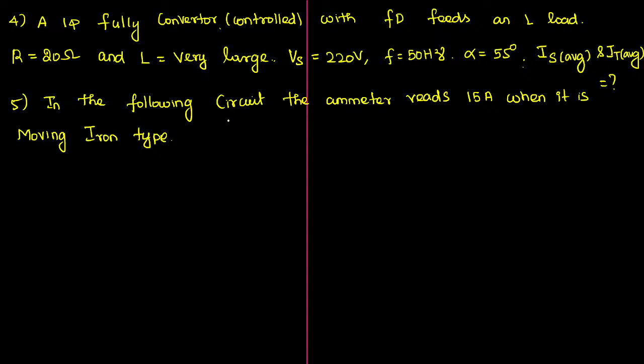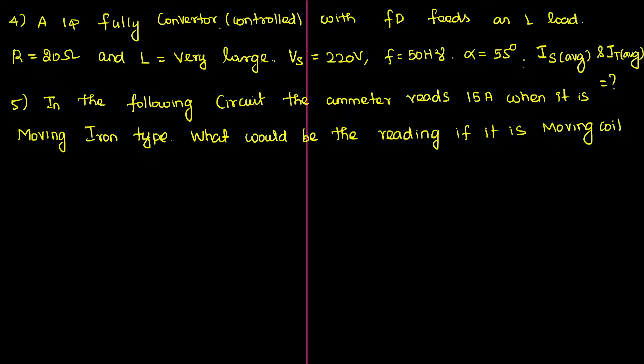It doesn't mean that all are separate. See the beauty of interrelation between them. So now the question is, then what would be the reading if it is moving coil type, MC type? That is the question. Whereas they told that they have given one diagram, right? Let me bring the diagram also.